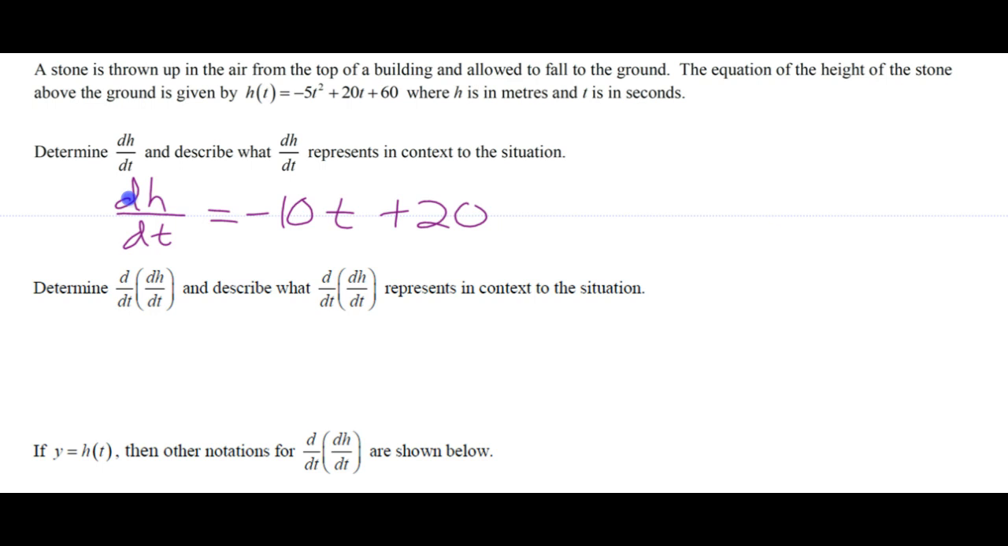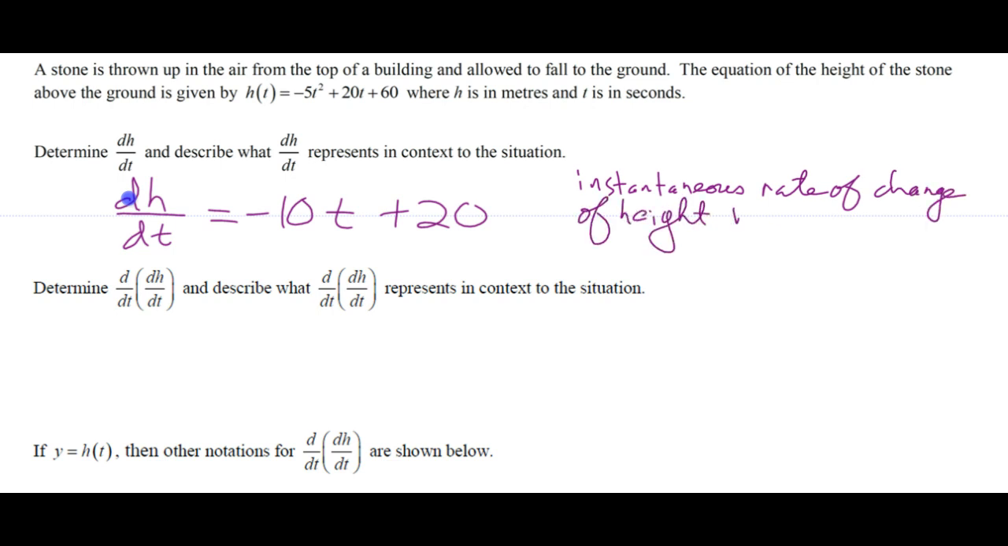It's the instantaneous rate of change of height with respect to time, which I've abbreviated as WRT, which we are going to call velocity, right? It's a change in displacement, really, which is velocity.